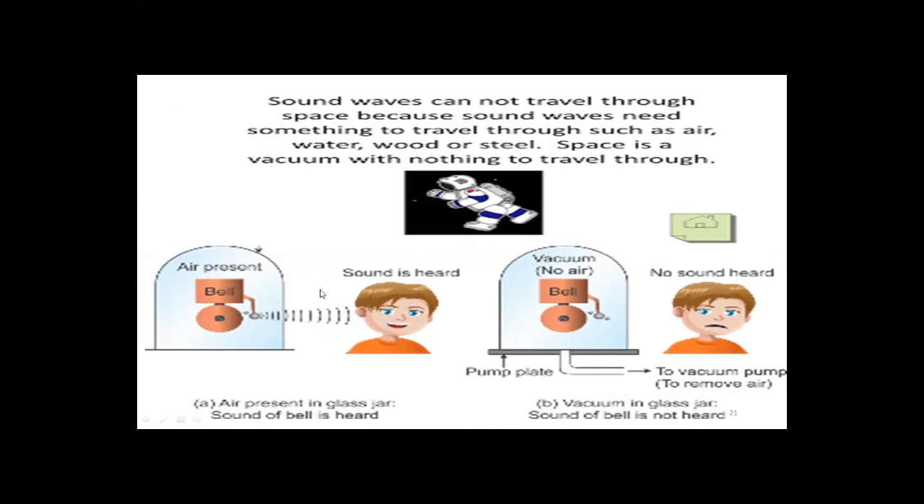This boy is able to hear the sound because the medium is present here. But in the second glass jar, this boy is not able to hear the sound because it is completely a vacuum. The sound is not produced. Air present in the glass jar, the sound of the bell is heard, and in the vacuum in the glass jar, the sound of the bell is not heard. This activity completely explains how a vacuum does not carry sound.